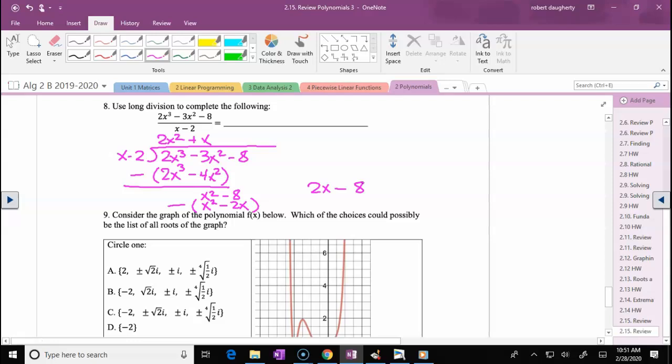What do you multiply x by to get 2x? That's a 2. So that gives me 2x minus 4. Subtract all of that, and I get negative 4. So this answer is 2x squared plus x plus 2 minus 4 over x minus 2.